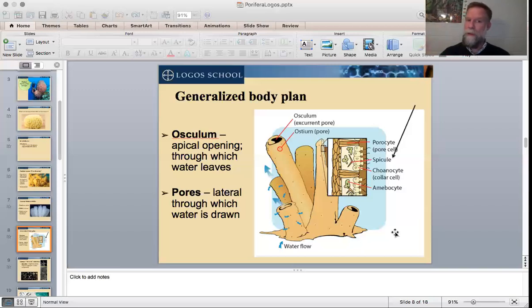The top we call the apical opening. Apical means top, and that's called the osculum. All right, so in through the lateral pores, out through the osculum. And you get a nice little flow here. And so just goes to show you they really kind of create their own ecosystem of sorts here with their own little micro currents, etc. So pores are lateral, osculum is apical.